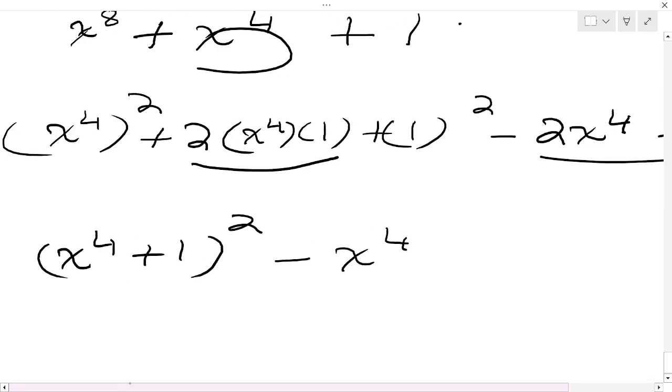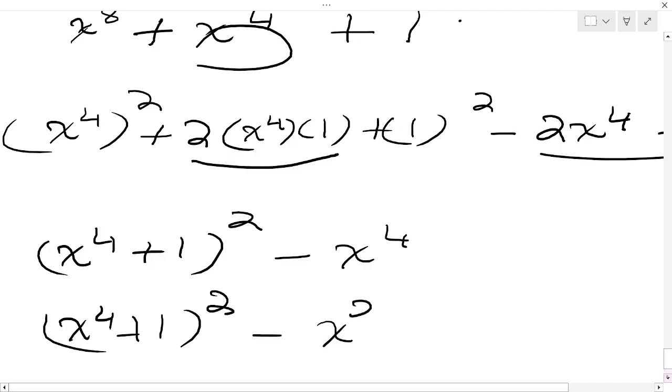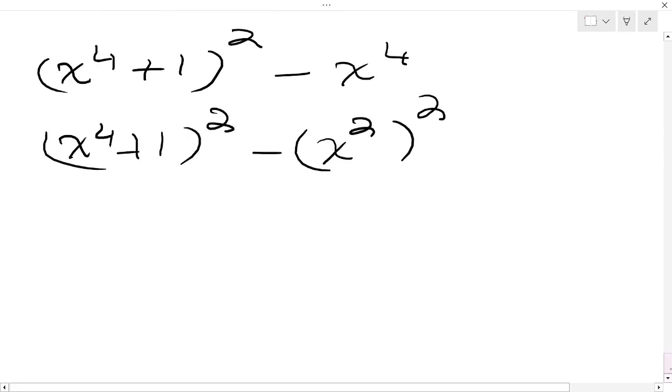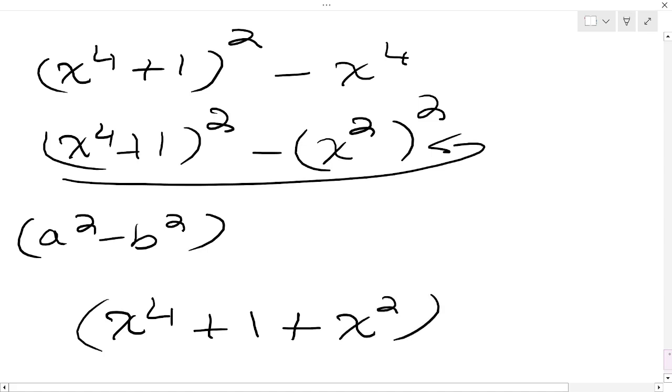Now after we have written this, we need to simplify this. So (x^4+1)^2 will be written as the same, while x^4 will be converted to (x^2)^2. Now after we have written this, do you remember the third identity, which is a^2 - b^2? Now if we want to reduce this expression into a^2 - b^2 form, what can we do? We will write x^4+1, let's consider this as a, and then it will be added with x^2. So this is our first term.